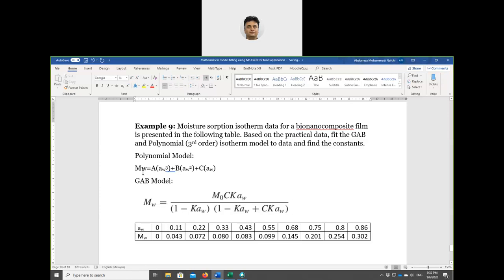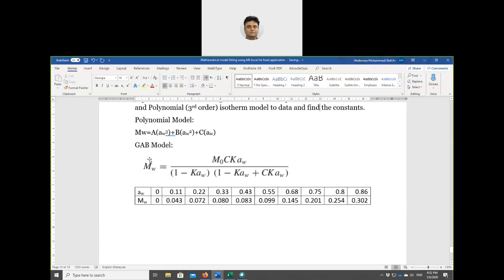And as you know, the moisture absorption isotherm data comes from the relation between moisture content and water activity. I want to find A, B, and C, and also the GAB model M0, C, and K for our data. We have data AW and we have MW. So here I'm looking for M0, C, and K.